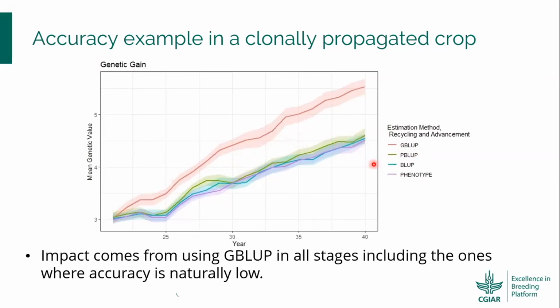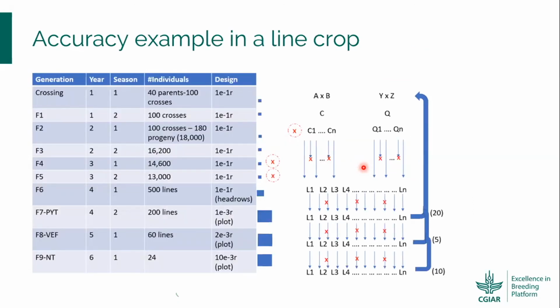Not that much in the trials where the heritability is already high. Okay, so we also did another project, working with the CIMMYT beans program. This is a line crop, and this is their classical breeding scheme. They were showing us at which stages they were taking parents.